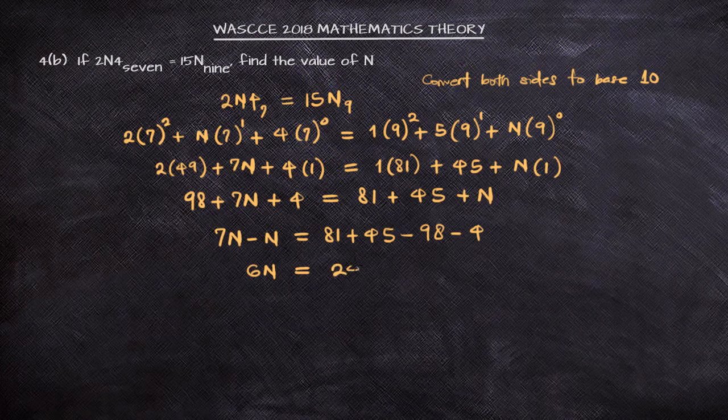So 6n is 24. And dividing through by 6, you can see that our n will be equal to 4. And that is the value of n that we are asked to find. Alright.